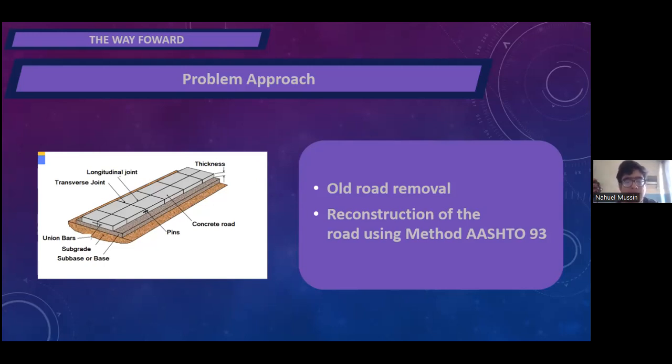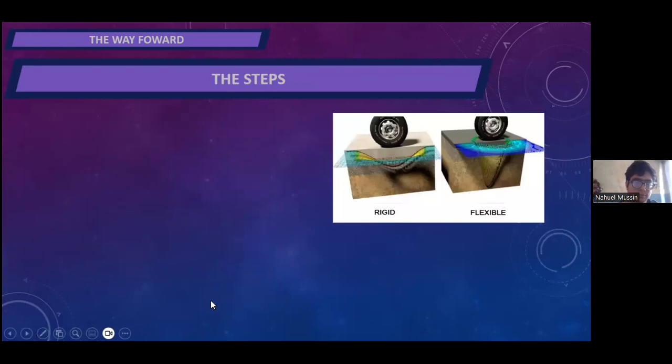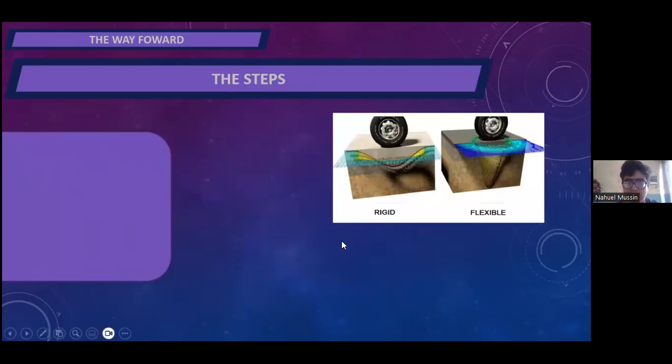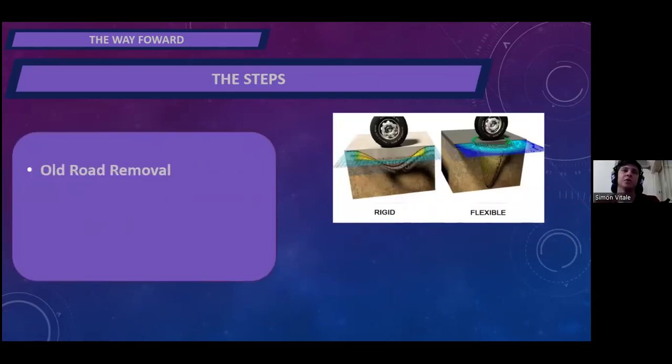The new method is called AASHTO 93. In relation to the application of this rigid pavement, there are a few steps to follow for the correct execution of the project. The steps are the next. The first step is the old road removal. In this step, the old pavement is removed by using special machines, and this step is the one which takes more time.